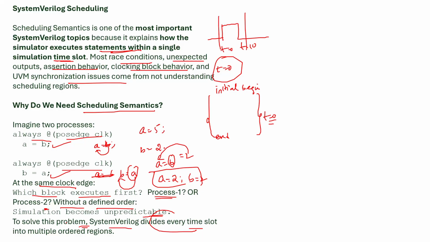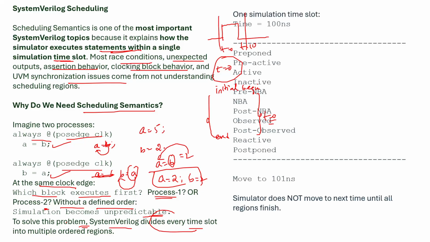So here also SystemVerilog gives you some time slots. See, time equal to 100 nanoseconds, it is moving to 1 second. Before that, all the regions will be executed. Within 1 nanosecond, the preponed region, active region, inactive region, reactive region, pre-NBA region and NBA region are executed. All the regions will be executing in one time slot only.